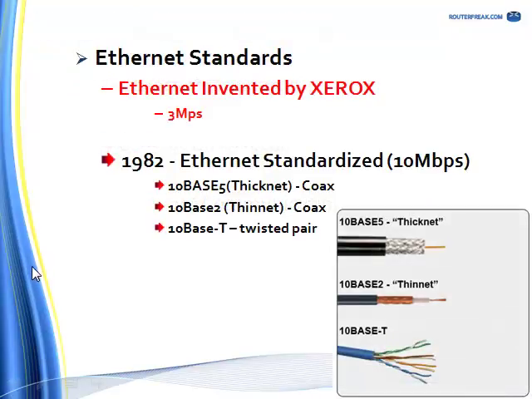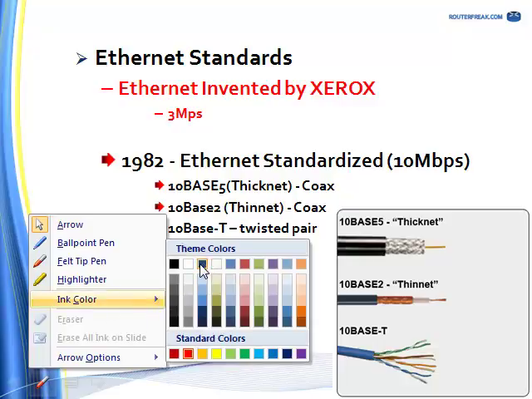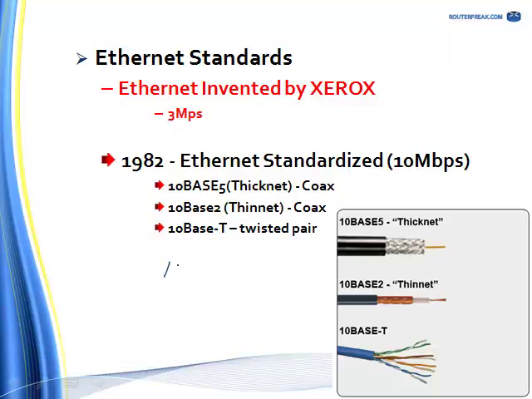So, Ethernet standards. In 1982, Ethernet was actually standardized, and what that meant is that the IEEE set an engineering standard that would define what Ethernet is, and that is IEEE 802.3.